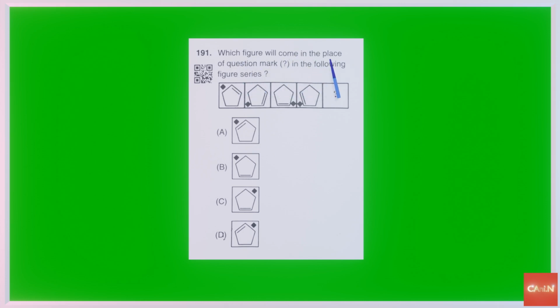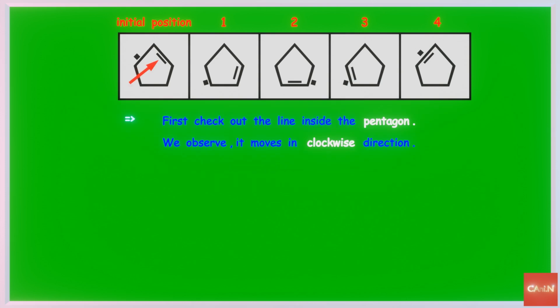Which figure will come in the place of question mark in the following figure series? First, check out the line inside the pentagon. We observe, it moves in clockwise direction. Next, the pattern of black dot.